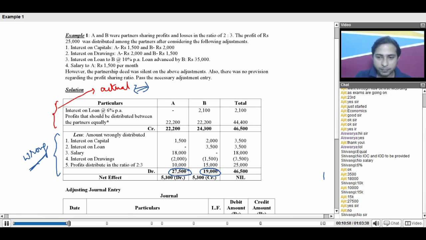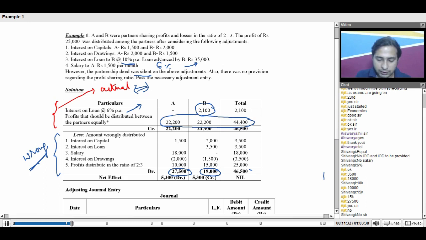Now for this, the interest on loan should be how much? We know that it's 6%, and it is 10% here, and we know that the partnership deed was silent. So as Shivangi has mentioned, we have to go by the 6%. I'm going with her, and she's right. So 6% of 35,000 is 2,100, and I have simply put it here. Clear? Thereafter, this amount I have received from here.